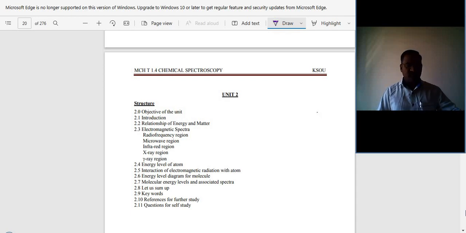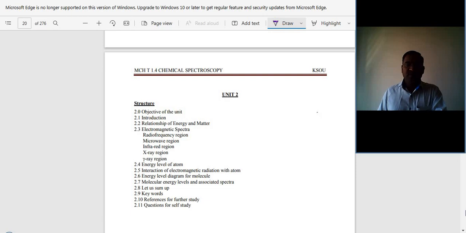In this module, I am going to explain chemical spectroscopy. This is the syllabus of Karnataka State Open University, MSc, second semester, paper Chemical Spectroscopy, Block 1, Unit 2.